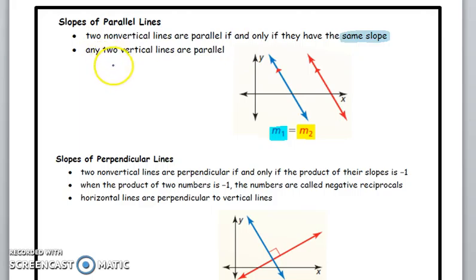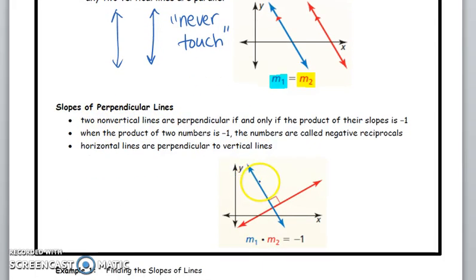Any 2 vertical lines are parallel. So if I were to draw a vertical line right next to a vertical line, obviously they would never touch. So if you want to go ahead and take a note here that parallel lines never touch. And perpendicular lines. 2 lines are perpendicular if and only if the product of their slopes is -1. So this is often referred to as being negative reciprocals. When you multiply 2 slopes and you get -1, that means they are opposite reciprocals of one another, and we'll see some examples of that later on in this note packet.